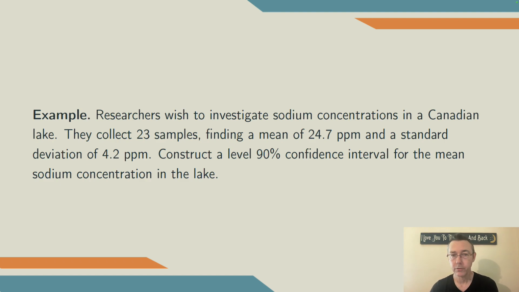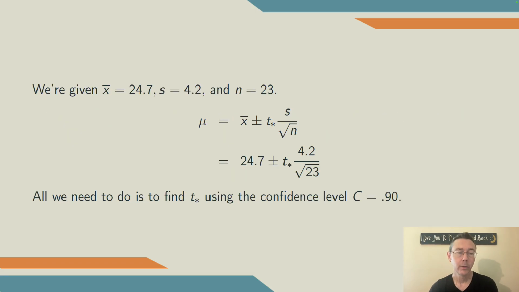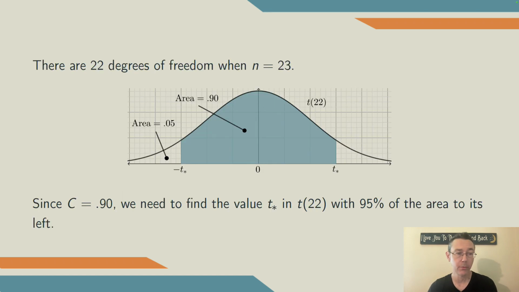So I recommend that you pause the video here and give this a try on your own before seeing my solution. So in this case, we're given that x bar is 24.7, the sample mean, s is 4.2, the sample standard deviation, and n is 23. It's important to notice that this is a sample standard deviation, not a population standard deviation. So we need to find the critical value for the confidence interval using a t-distribution, not a normal distribution. So in this case, we're going to be using confidence level 90%, and we're going to be working in t of 22 since the sample size is 23.